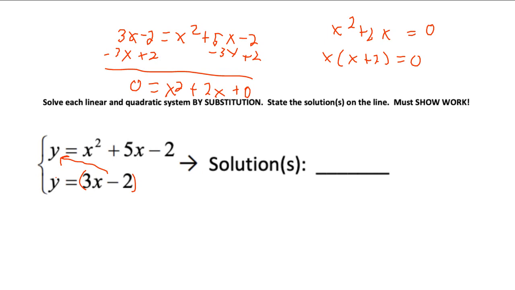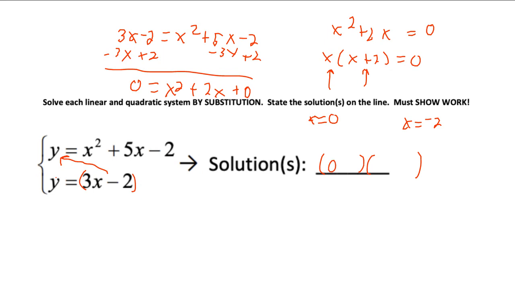So what are my solutions? Well, if you ever factor out something, 0 has to be a solution. So 0 is a solution. So x equals 0 is a solution. And x, what makes this equal to 0? -2. Now, those aren't my solutions. Those are my x values. Remember, a solution is an ordered pair.